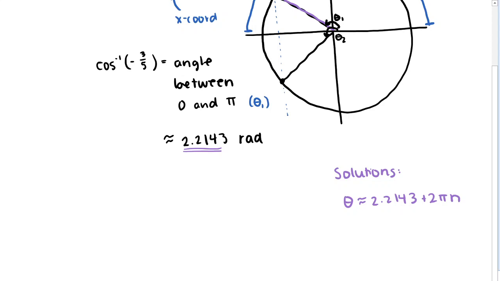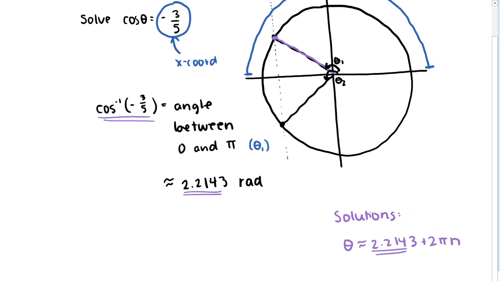If we wanted the exact result, we could actually just write cosine inverse of -3/5. That would give us the exact value that should belong here, and then any coterminal angle with that, or in other words, plus 2 pi n on top of that, would be an exact solution to this equation. But again, that's not all of the solutions we want.